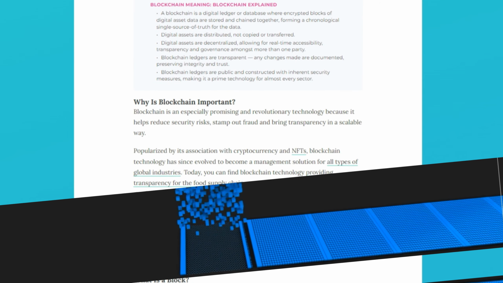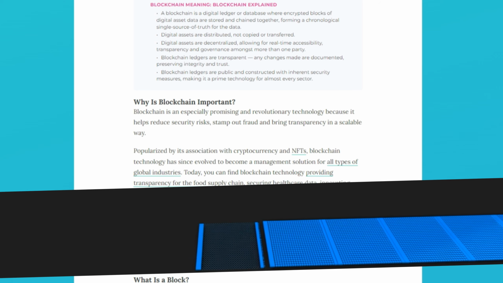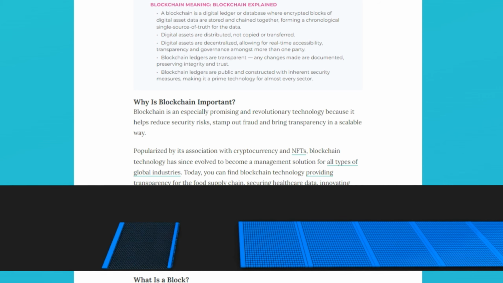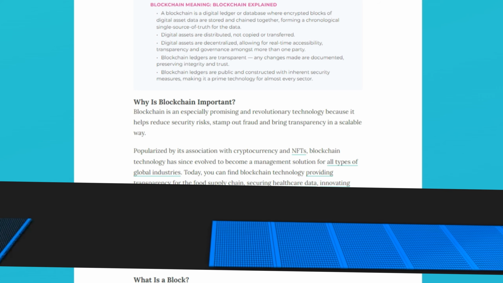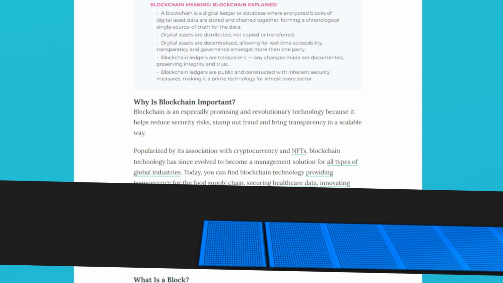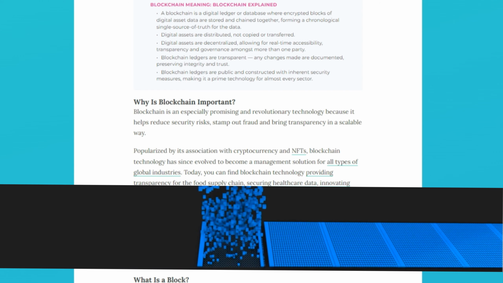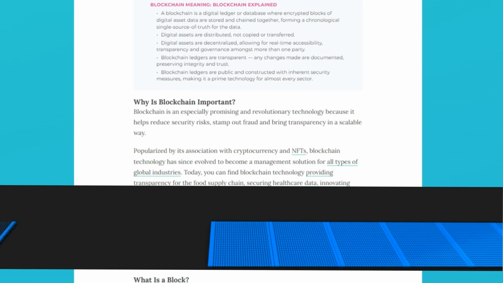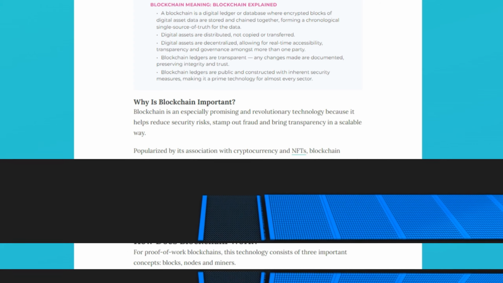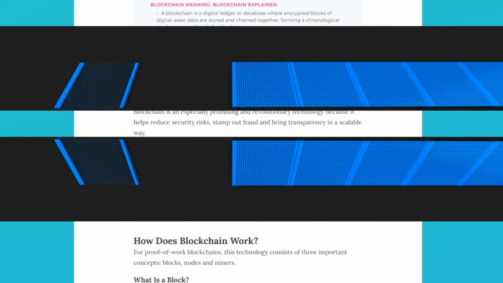A blockchain is a digital ledger or database where encrypted blocks of digital asset data are stored and chained together, forming a chronological single source of truth for the data. Digital assets are distributed, not copied or transferred. Digital assets are decentralized, allowing for real-time accessibility, transparency and governance amongst more than one party. Blockchain ledgers are transparent, any changes made are documented, preserving integrity and trust. Blockchain ledgers are public and constructed with inherent security measures, making it a prime technology for almost every sector.